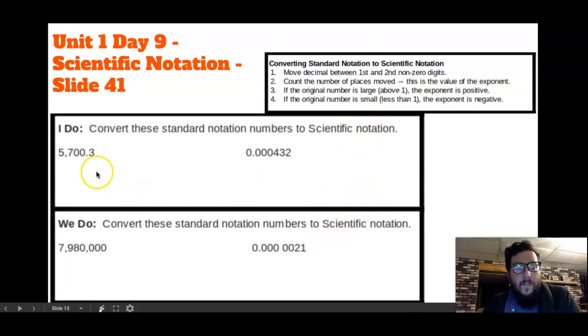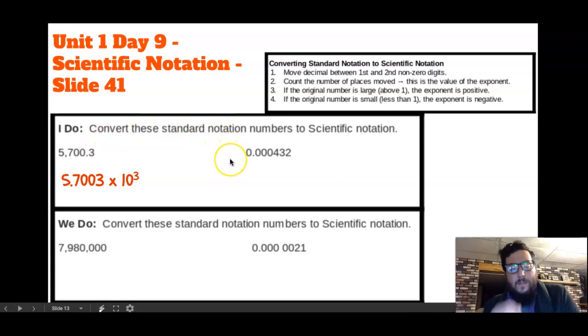So we have 5,700.3. We're going to take this decimal, and we're going to move it over here between the 5 and 7. And we're going to rewrite everything, including the zeros. Now when we did that, we moved it 1, 2, 3 times. So our exponent is 3. So we should get 5.7003 times 10 to the 3. And the reason we know it's a positive 3 is because this is a big number.